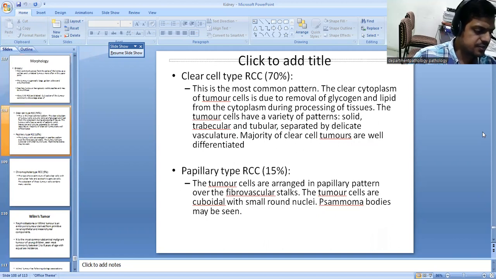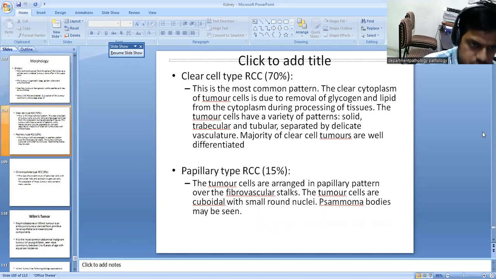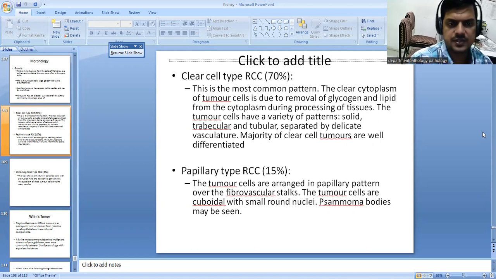Clear cell type RCCs. This is the most common pattern, constituting 70% of the cases. The clear cytoplasm of tumor cells is due to removal of glycogen and lipid from the cytoplasm during processing of tissues. The tumor cells have a variety of patterns: solid, trabecular, and tubular, separated by delicate vasculature. Majority of clear cell tumors are well differentiated.